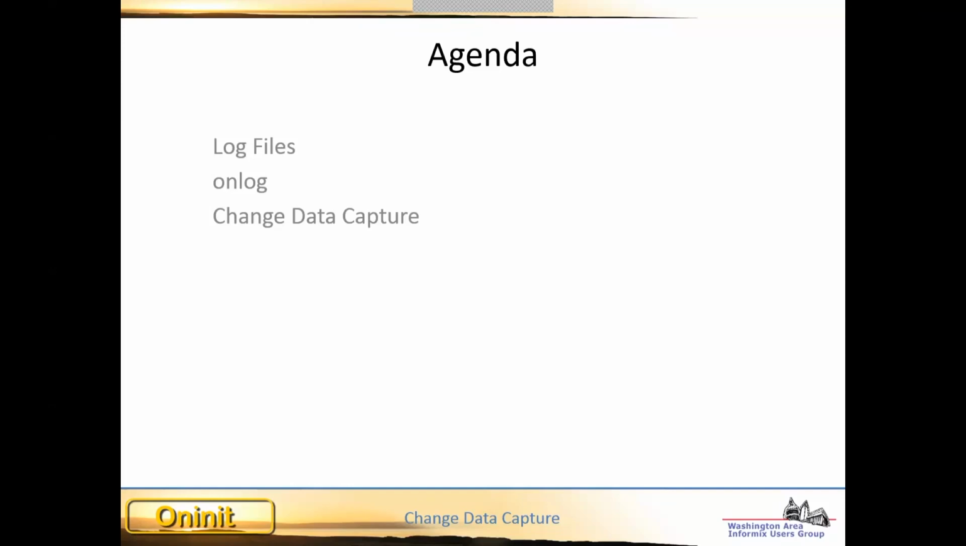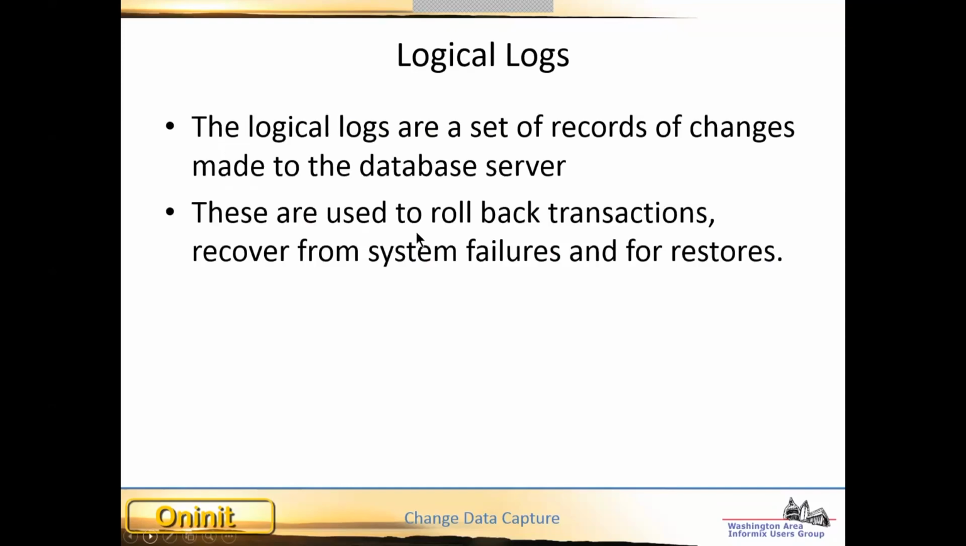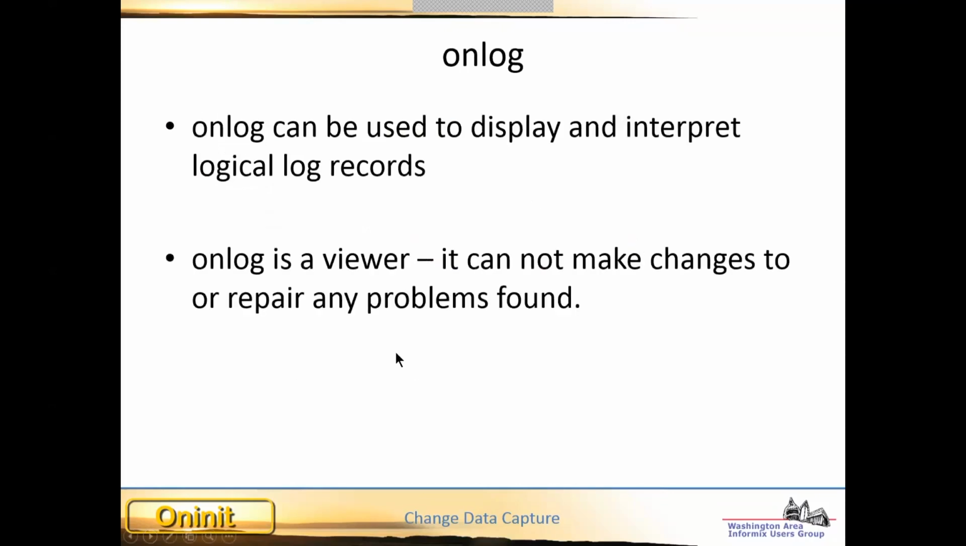Simple thing, we all know the logical logs, just a set of records, correct, saves all the changes made to the database, it's used for recovery, etc., etc. Okay, so there's no rocket science there. We all hopefully know what logical logs are. Now, onlog can be used to display and interpret the logical logs. Onlog is just a viewer. It cannot make any changes, and despite some of the error messages, it can't be used to make any repairs.